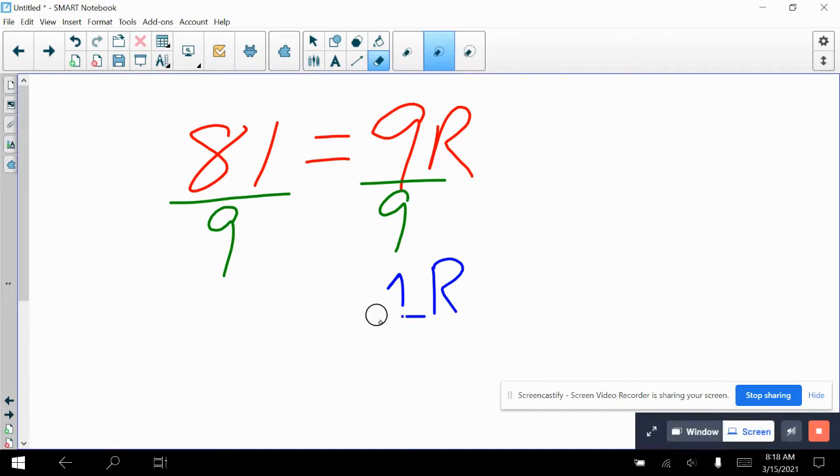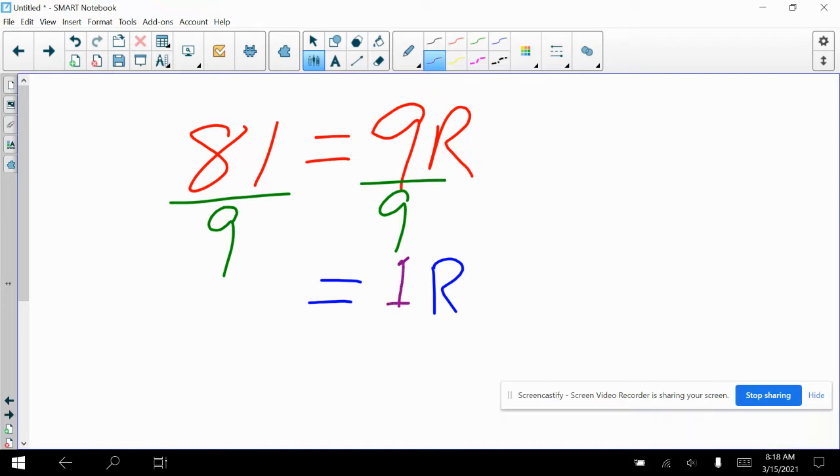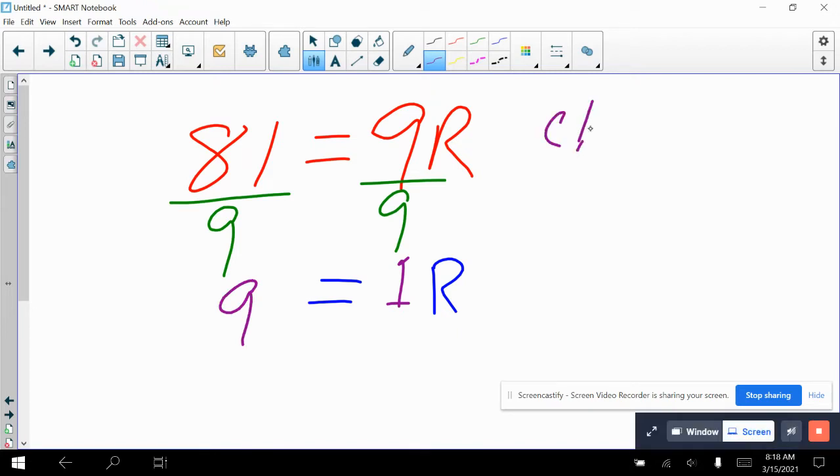Okay, but again, we don't write the 1. I just wrote that there. I'm going to erase that. Okay, so we just get r because there's an imaginary 1 out there. We already know that. Okay, and 81 divided by 9 is 9. All right, multiplication, pretty simple.